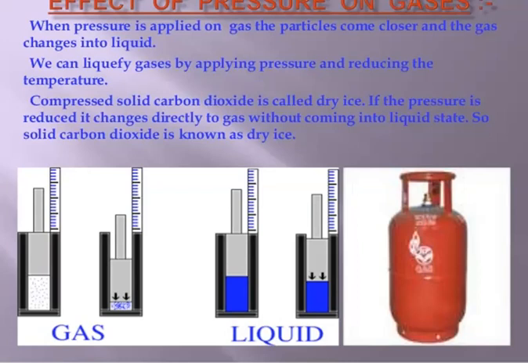As soon as the pressure is reduced, the liquid gas converts into gaseous form. Compressed solid carbon dioxide is called dry ice. If the pressure is reduced, it changes directly to gas without coming into the liquid state. So, solid carbon dioxide is an example of a sublimate, also known as dry ice.